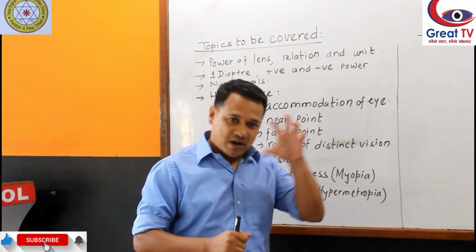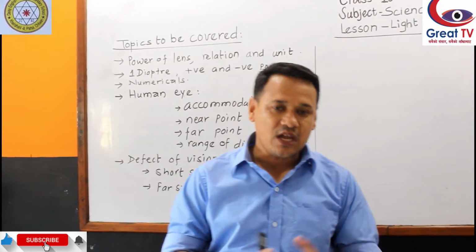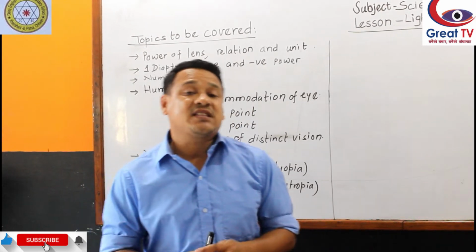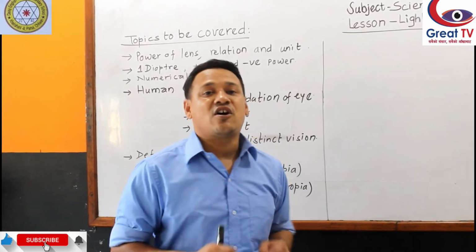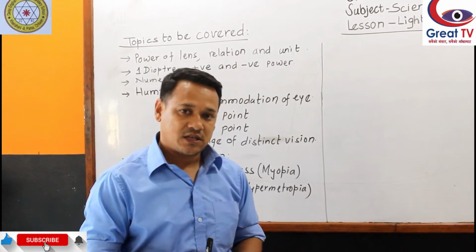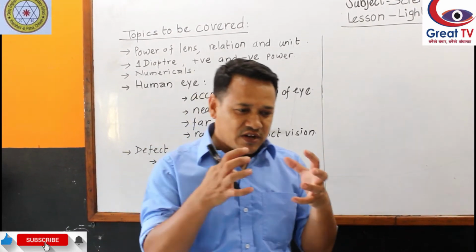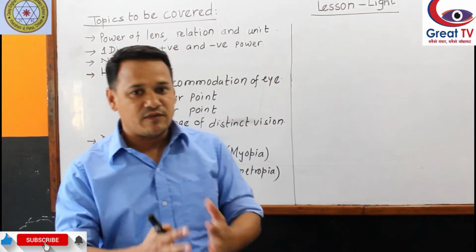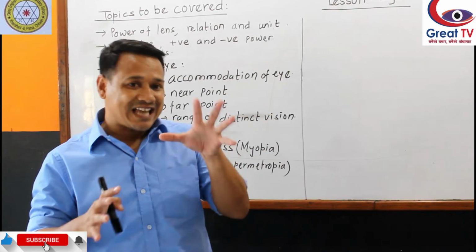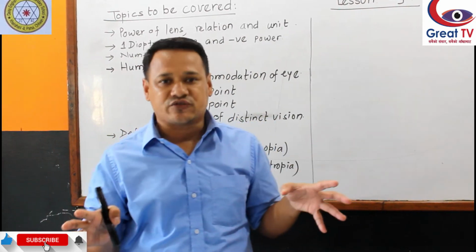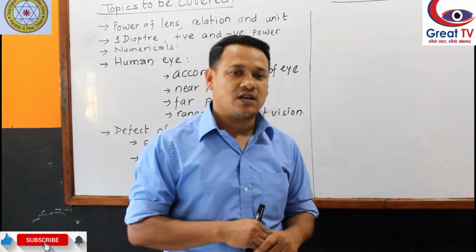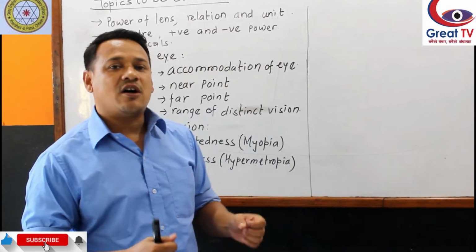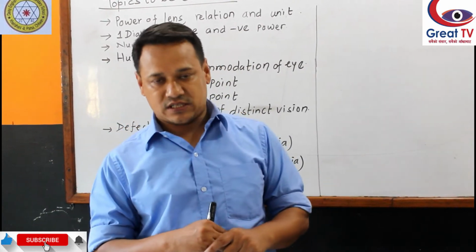Okay, so first, power of lens. Power of lens means the capacity of converging or diverging the light rays by a lens. We have discussed that a convex lens converges the light rays and a concave lens diverges the light rays. So this capacity of converging or diverging the light rays by a lens is called power of lens. Mathematically we define it as the reciprocal of focal length of a lens.